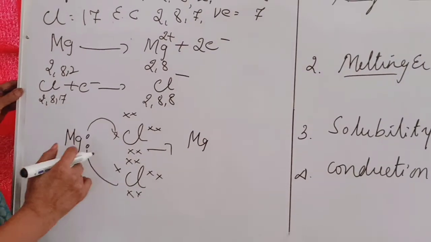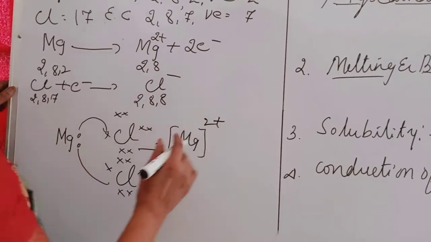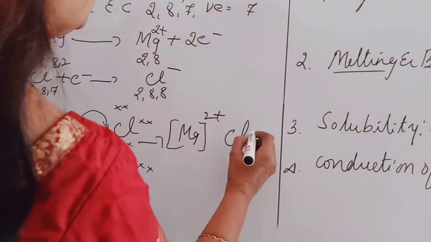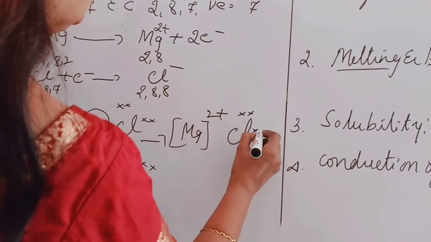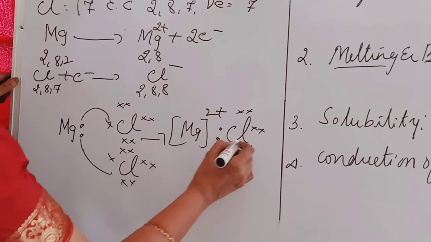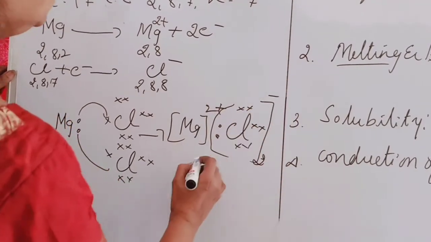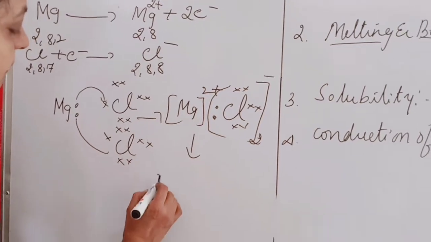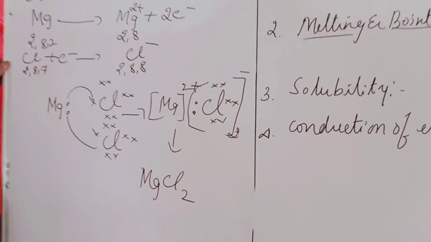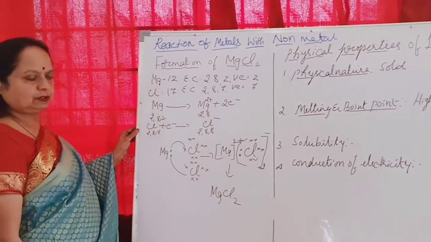So, this becomes Mg. It loses how many electrons? 2. So, 2 plus. Chlorine: how many chlorine atoms are there? 2. So, they gain 2 electrons from magnesium. How many are there? 2. So, minus. This becomes MgCl2, magnesium chloride. This is the dotted formula of magnesium chloride.